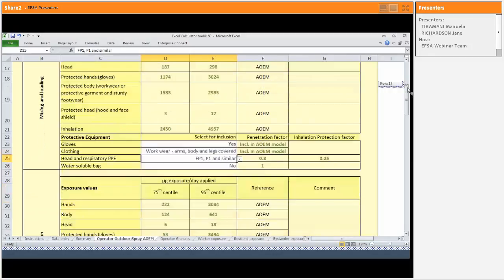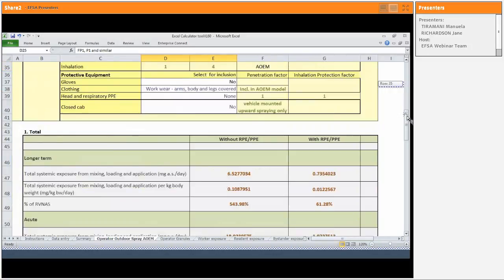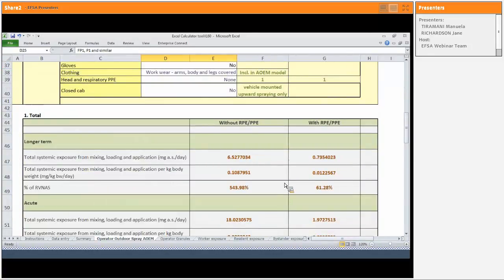So now if we go down and have a look at our results here, we can see for the systemic exposure for both mixing and loading and application without any PPE at all, which also includes body exposure, we can see that we're above the AOEL. But here, by applying a face mask and gloves in the mixing scenario, we're now below the AOEL. Yeah, exactly. Do you want to add anything there, Manuela?